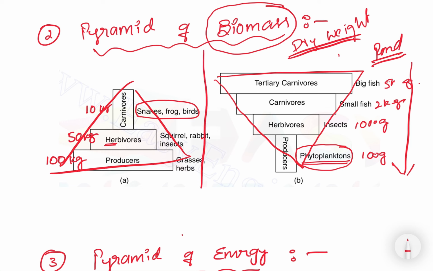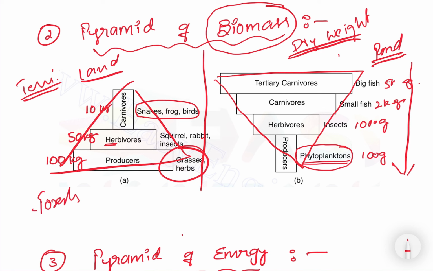In this type of pyramid, pyramid of biomass, we need to understand that all terrestrial ecosystems, the ecosystems which are available on land, say for example grassland ecosystem or forest ecosystem or any kind of land ecosystem, will be upright in shape. So, in all the terrestrial ecosystems the pyramid of biomass is always upright, whereas in aquatic systems, especially in a pond ecosystem, the pyramid of biomass is always inverted in shape. That we need to understand.